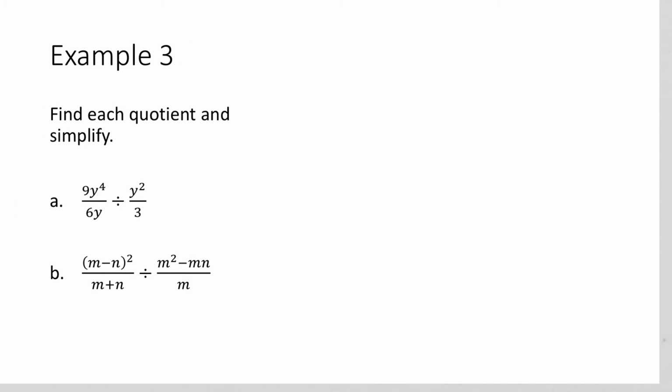So let's take a look at example 3 here. I want to divide. So in A, I have 9y to the 4 over 6y. And I'm going to change this to multiply and make it 3 over y squared. Okay. So if you like, you can just go ahead and multiply straight across.